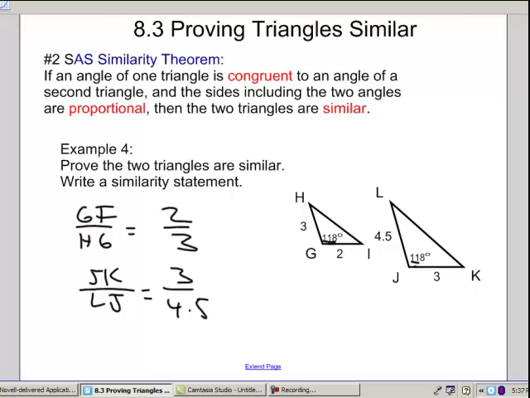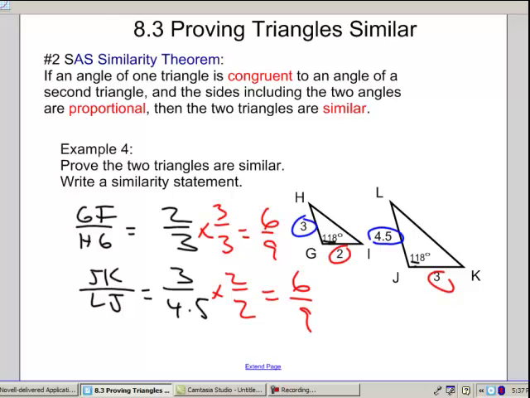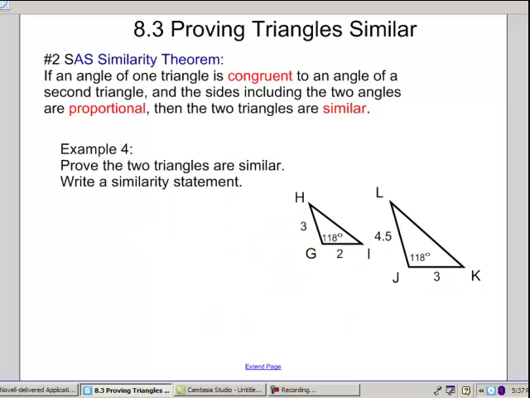Are those really the same? Probably the easiest way to do that, other than trying to cross multiply, is to multiply the bottom by 2 over 2, and I will get 6 over 9. I'm going to multiply the top by 3 over 3, and I will also get 6 over 9. 3 is 1.5 times 2. 4.5 is 1.5 times 3. These two sides are proportional. Therefore, the two triangles are similar.